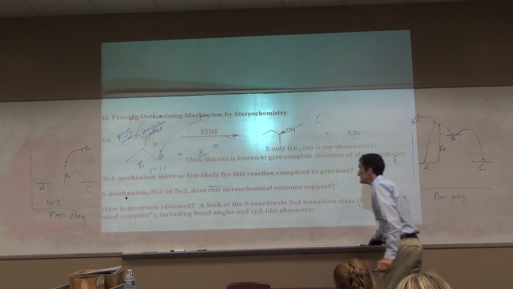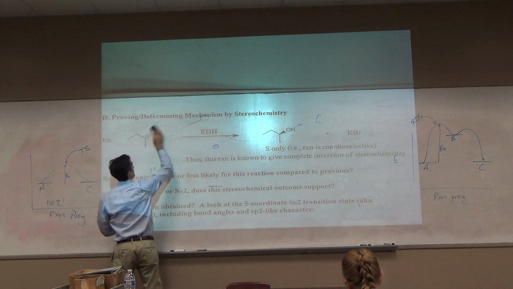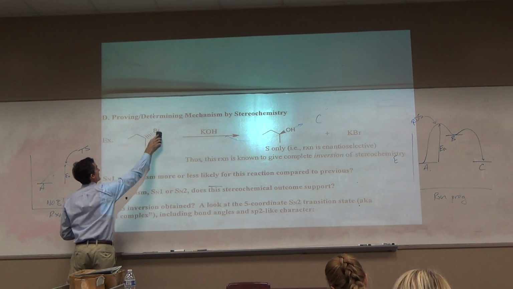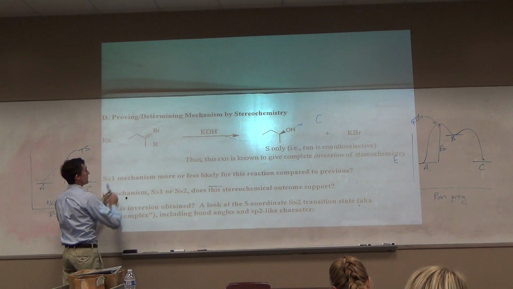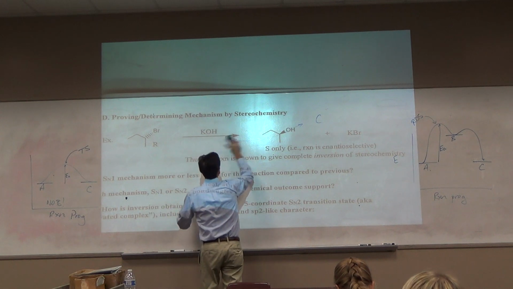Another example. Let's put in some stereochemistry. If you do this reaction, alkyl bromide with R, that's R configuration, it's chiral. React it with hydroxide.